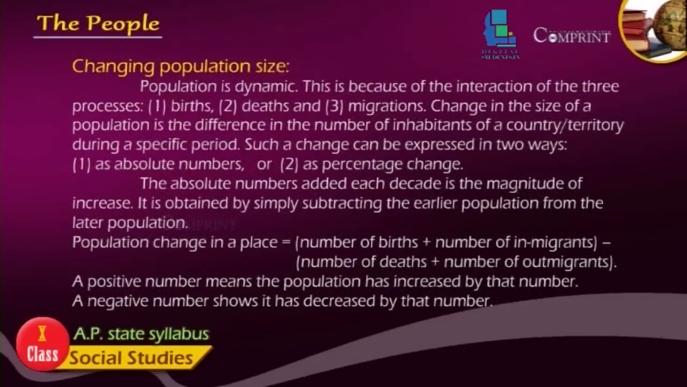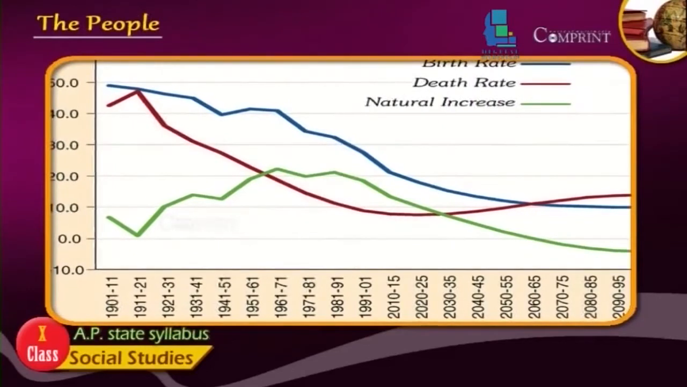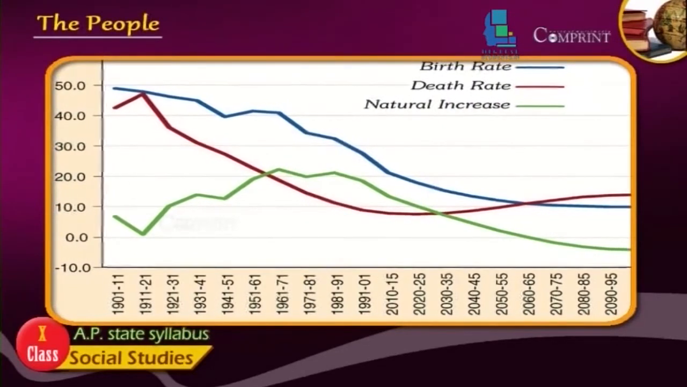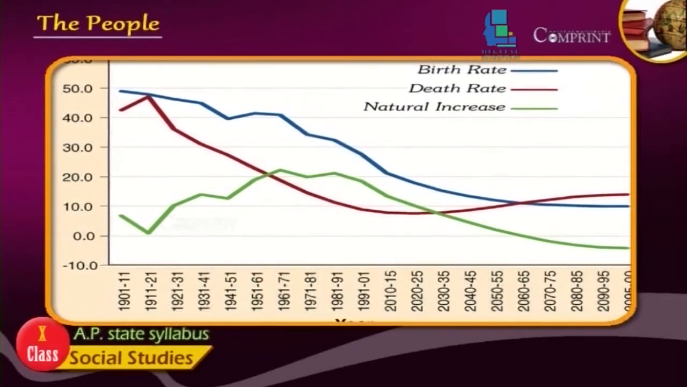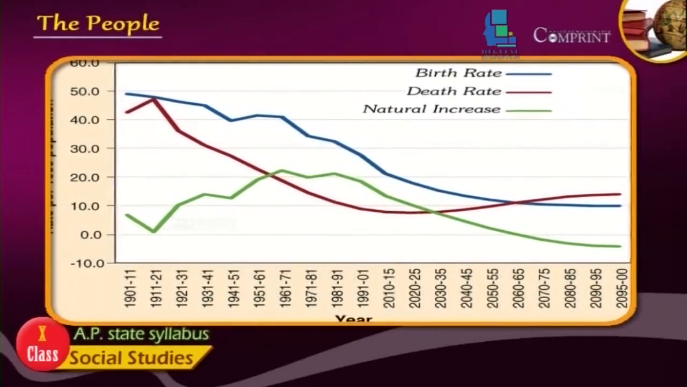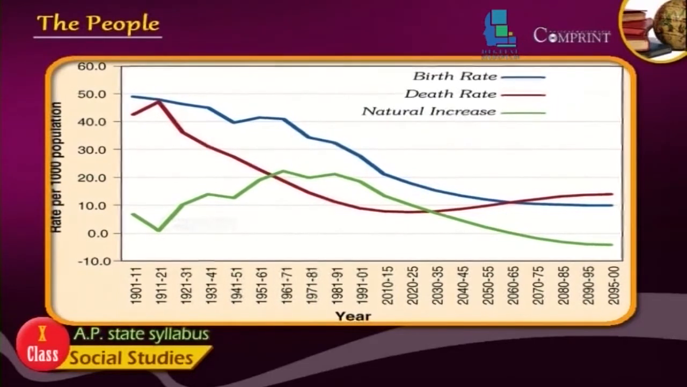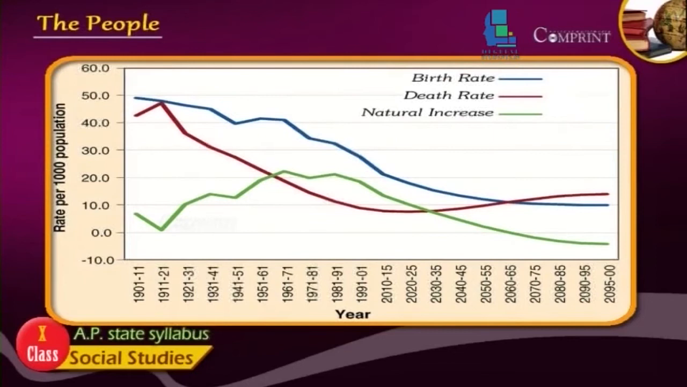Changing population size. Population is dynamic. This is because of the interaction of 3 processes: birth, death, and migration. Change in the size of population is the difference in the number of inhabitants of a country or territory during a specific period. Such a change can be expressed in 2 ways: as an absolute number or as a percentage change. The absolute numbers added each decade is the magnitude of increase. It is obtained by simply subtracting the earlier population from the later population.